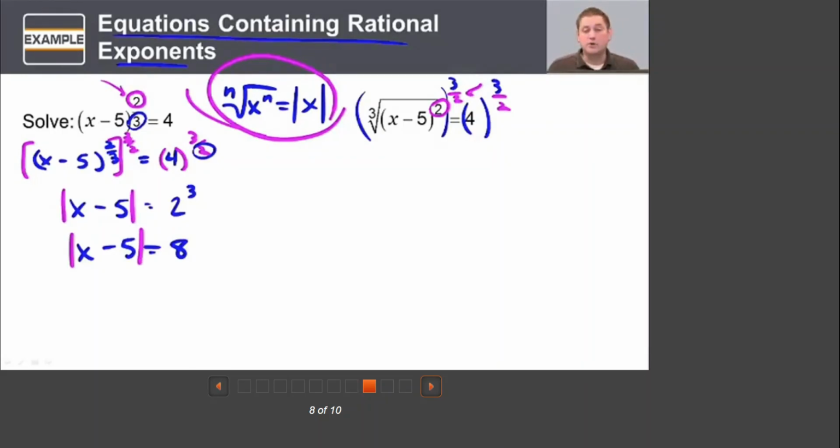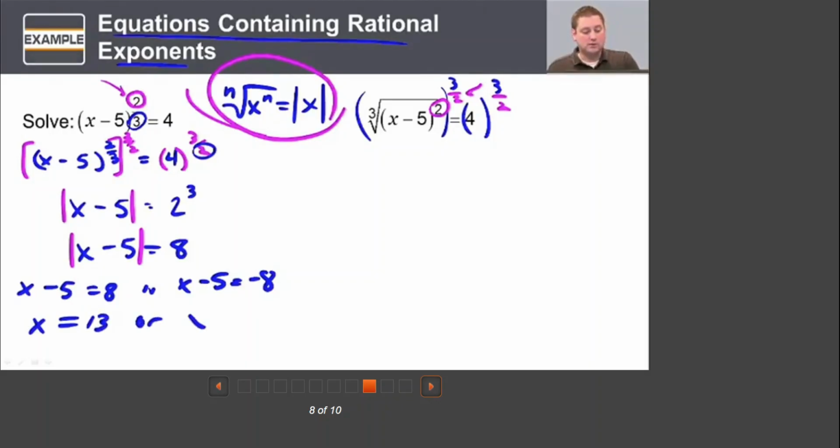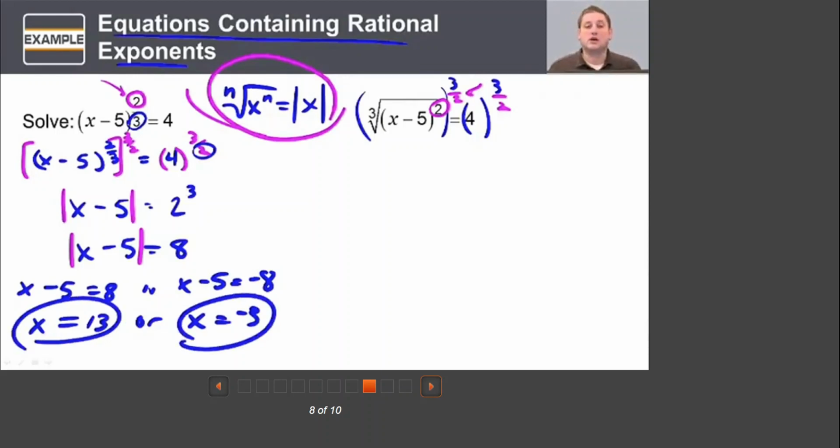So the absolute value of x minus 5 is equal to 8. Well, that leaves us with 2 equations. We have x minus 5 is equal to 8, or x minus 5 is equal to negative 8. We're solving both of those by adding 5 to both sides. I'm going to get x is equal to 13, or x is equal to negative 3. And of course, we still need to check our final answer.